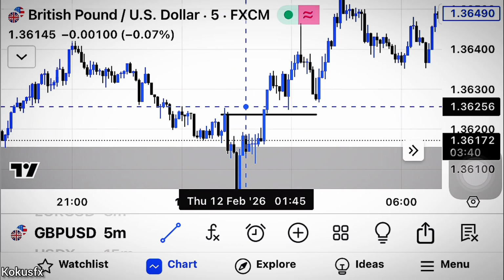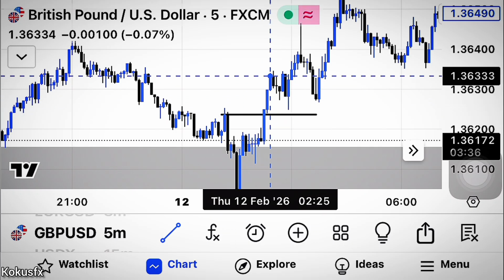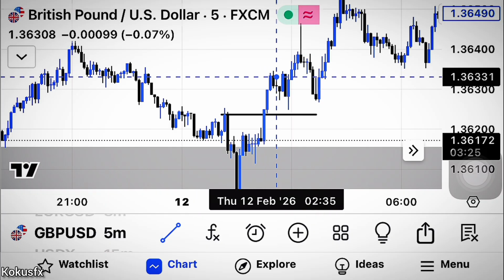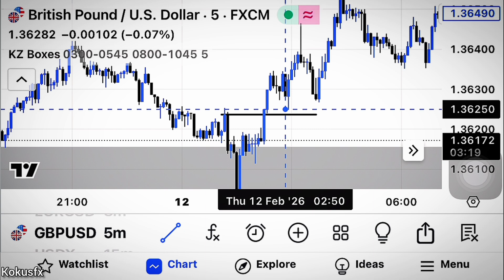So when price broke it and I was trading up, what makes you a professional trader is that you wait for price to come to where you mapped out. You wait, you don't chase price. So I waited, and then price came here. I was actually waiting for London to open, because if I open my indicator here, this indicator shows me my London and my New York sessions.